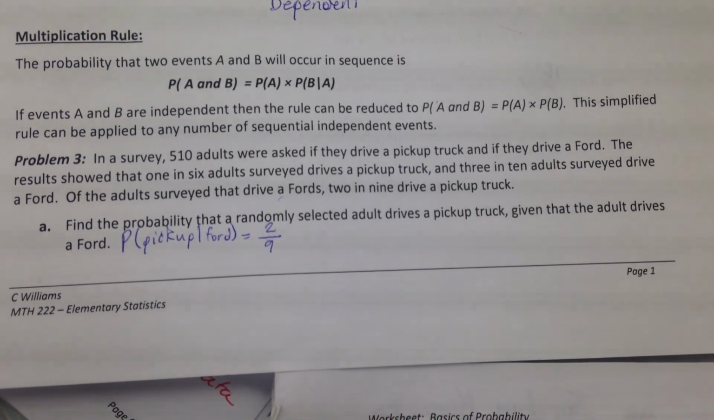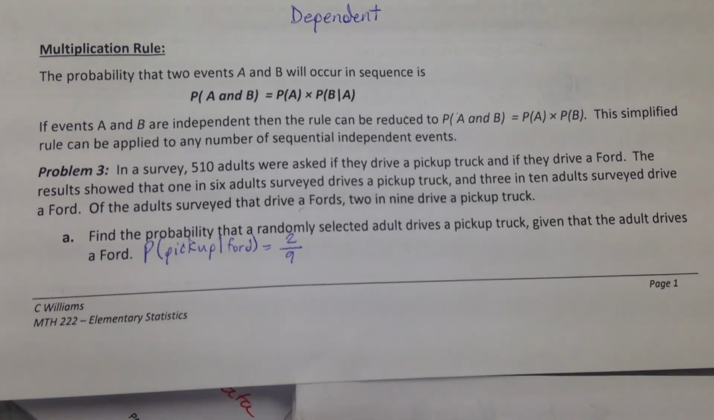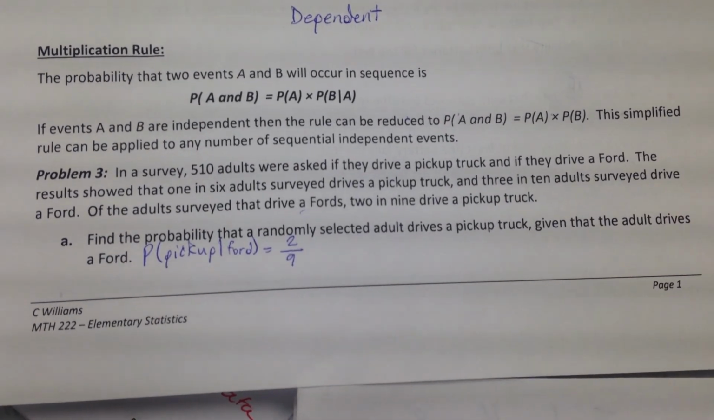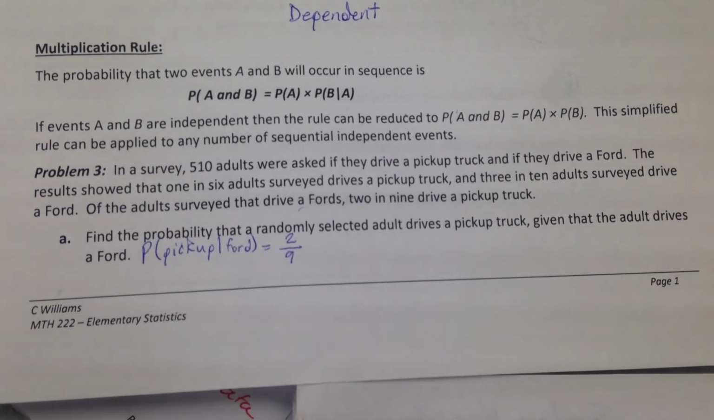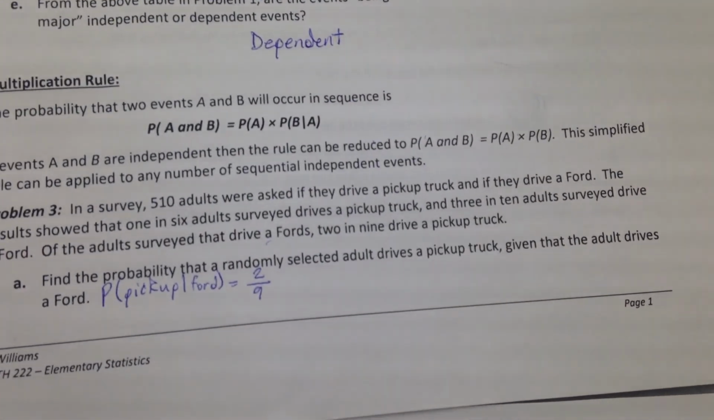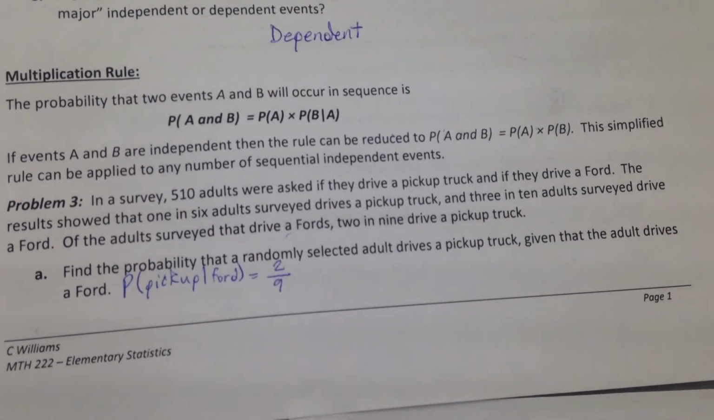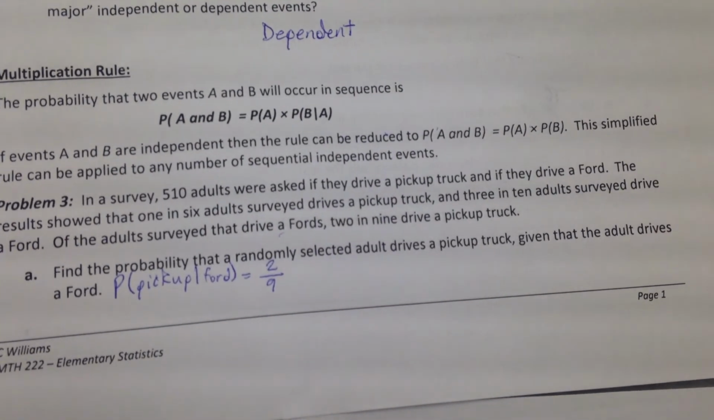So the first question says, find the probability that a randomly selected adult drives a pickup truck given that the adult drives a Ford. So this is a conditional probability, right? The assumption is the given, right? Given it. What's that probability? What is it?